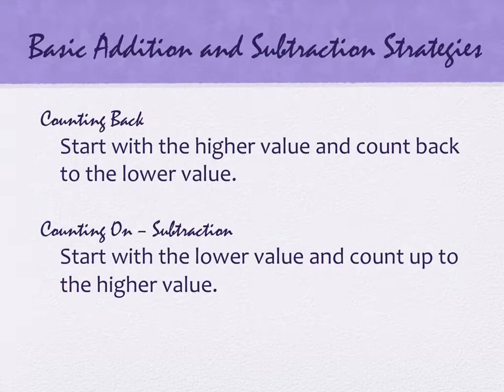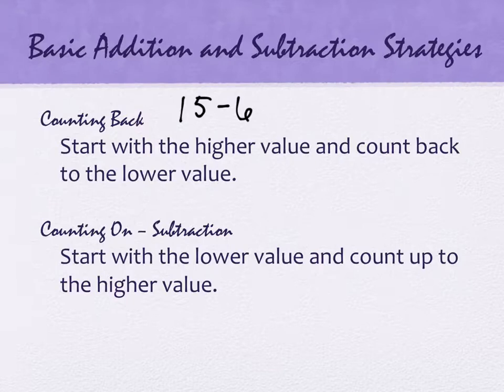These are a couple of subtraction strategies. One is counting back, and then one is counting on. So counting back works like this. You start with the higher value, and you count backwards to the lower value. So let's say that you had 15 minus 6. Okay, so there's 15, and we're going to count until we get to 6. So we're going to have 14, 13, 12, 11, 10, 9, 8, 7, 6. I did it on my hands so that you could see it. And when I'm done, the number of fingers that I have up was the answer to my question, which would have been 9. Okay, so that's counting back.